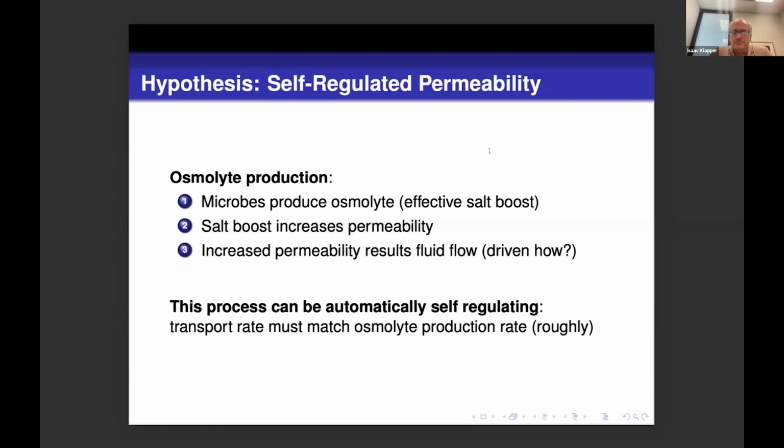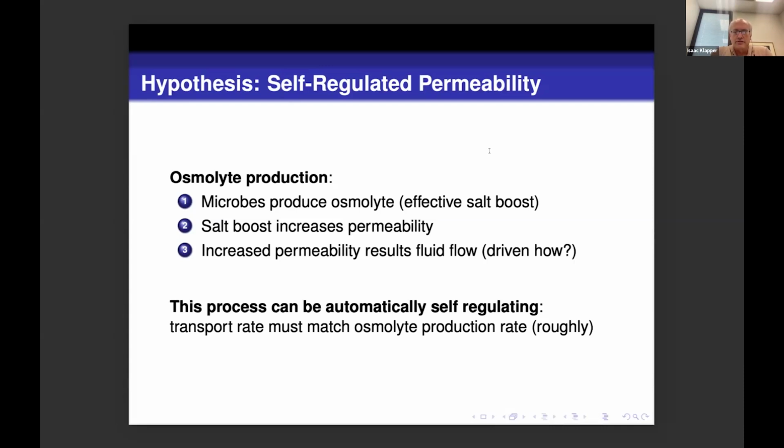So the hypothesis is the following. Microbes can produce osmolyte, which is, for our purposes, effectively extra salt. So they make the brine saltier, which will actually melt the ice a little bit. It raises the local freezing temperature, so that'll melt the ice, so that their brine becomes less dense. So that salt boost increases permeability, and that allows fluid flow. We also have to worry about how that's driven, but that'll come later. So that's half of it.